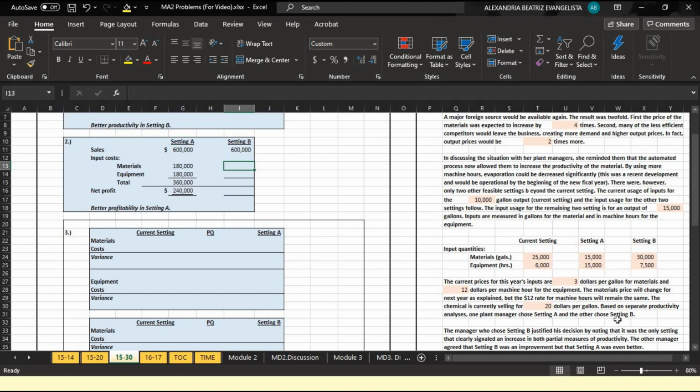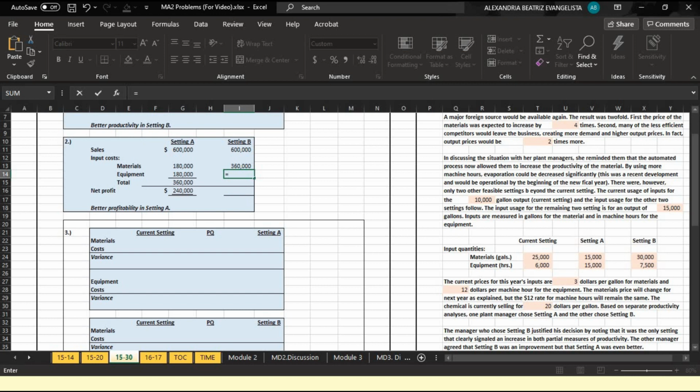And now let's compute for the input cost of setting B. So for materials, that is computed by, again, $3 per gallon multiplied by 4, because it is said again in the problem, materials was expected to increase by 4 times. And we're going to multiply the product by 30,000 gallons. And that would give us 360,000.